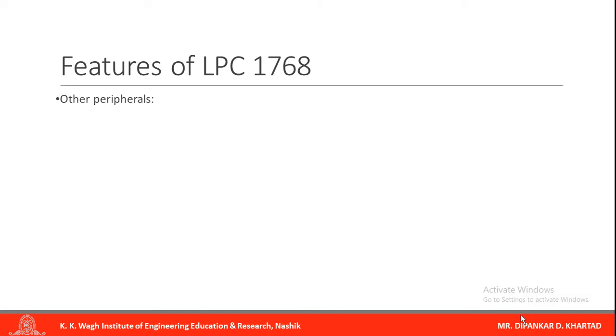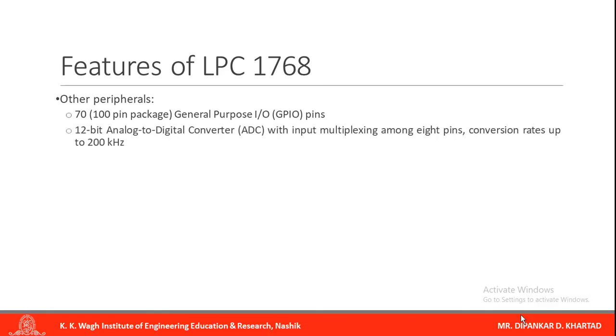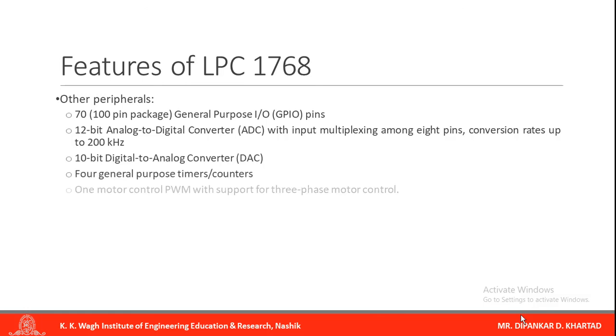Now we'll talk about the other peripherals of LPC 1768. It has 70 general purpose input output GPIO pins, a 12-bit ADC multiplexed across 8 channels, and conversion rate is up to 200 kilohertz. It has a 10-bit DAC, 4 general purpose timer counters, and one separate motor controller, that is PWM, with support for 3-phase motor control.